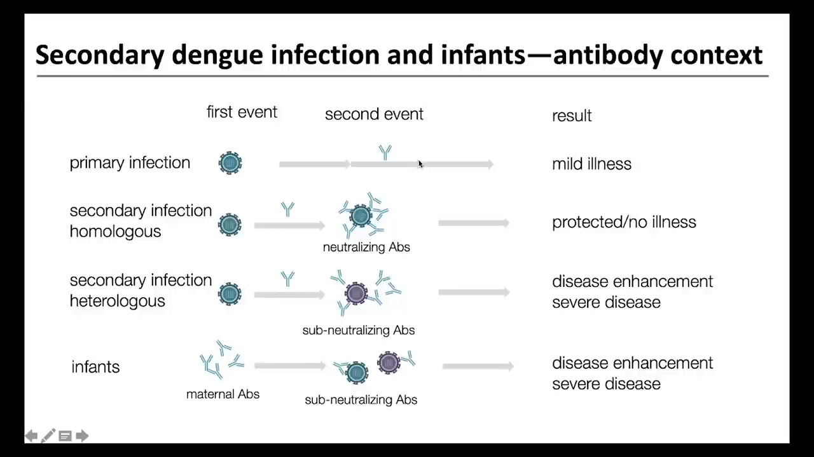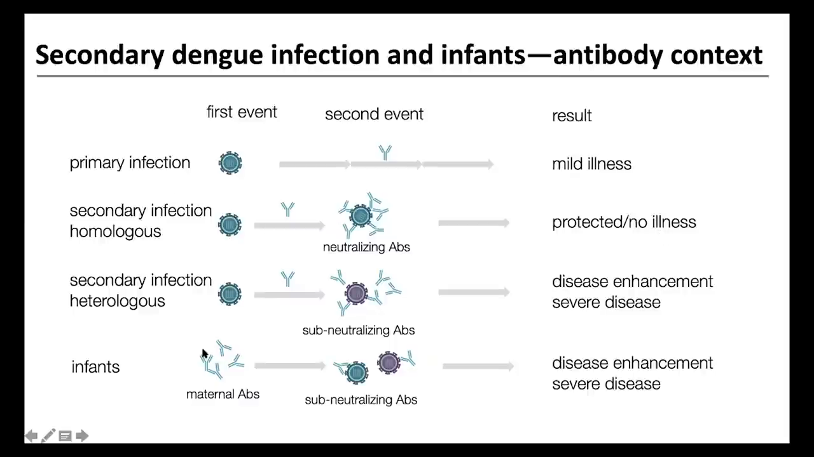by definition, you don't have secondary infection, people develop a nice antibody response, and most people develop actually no disease, or it's a mild disease. In the case of secondary infection with the same serotype, so this is homologous, the antibody response developed during the first infection will be able to recognize and neutralize, get rid of this virus infection. So the person is now protected and has no disease.